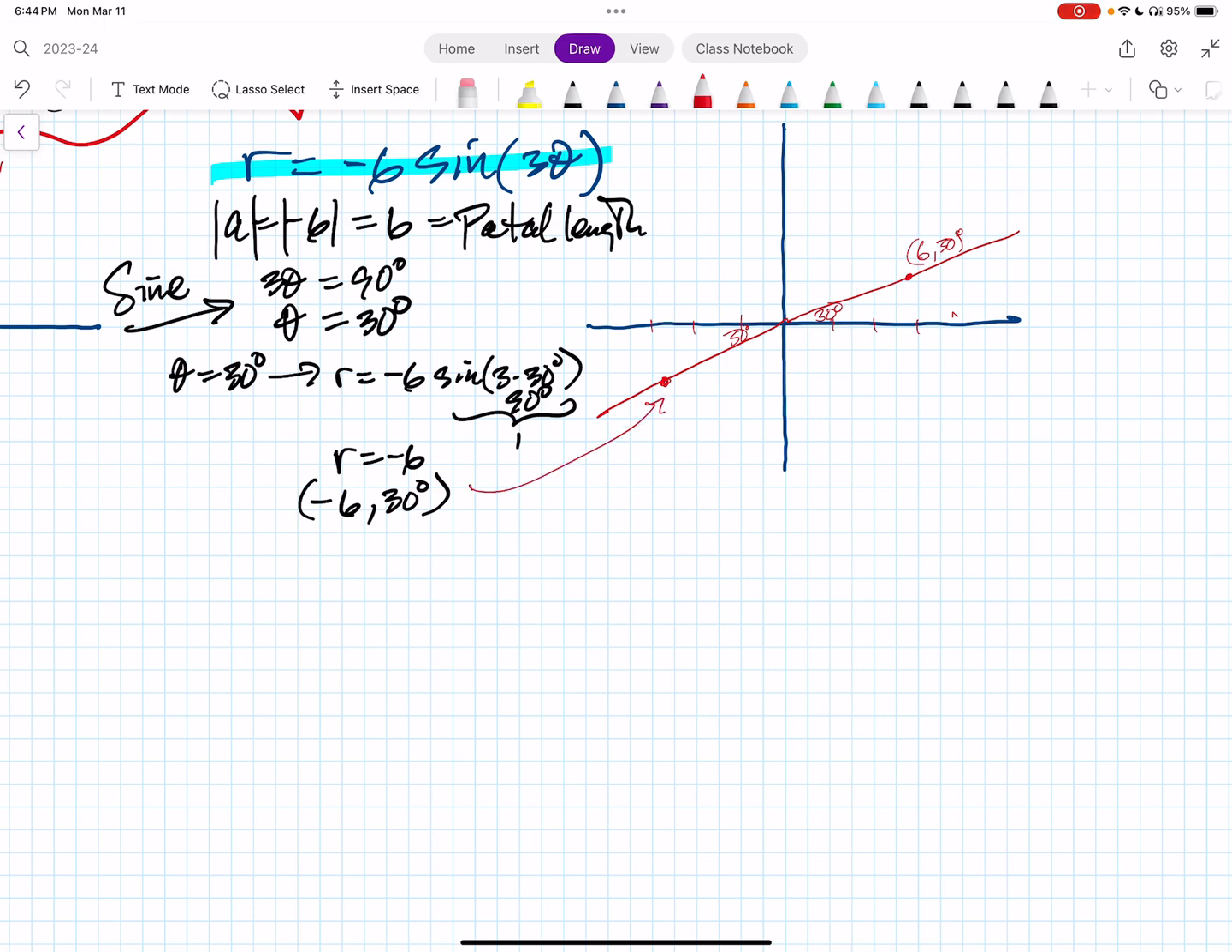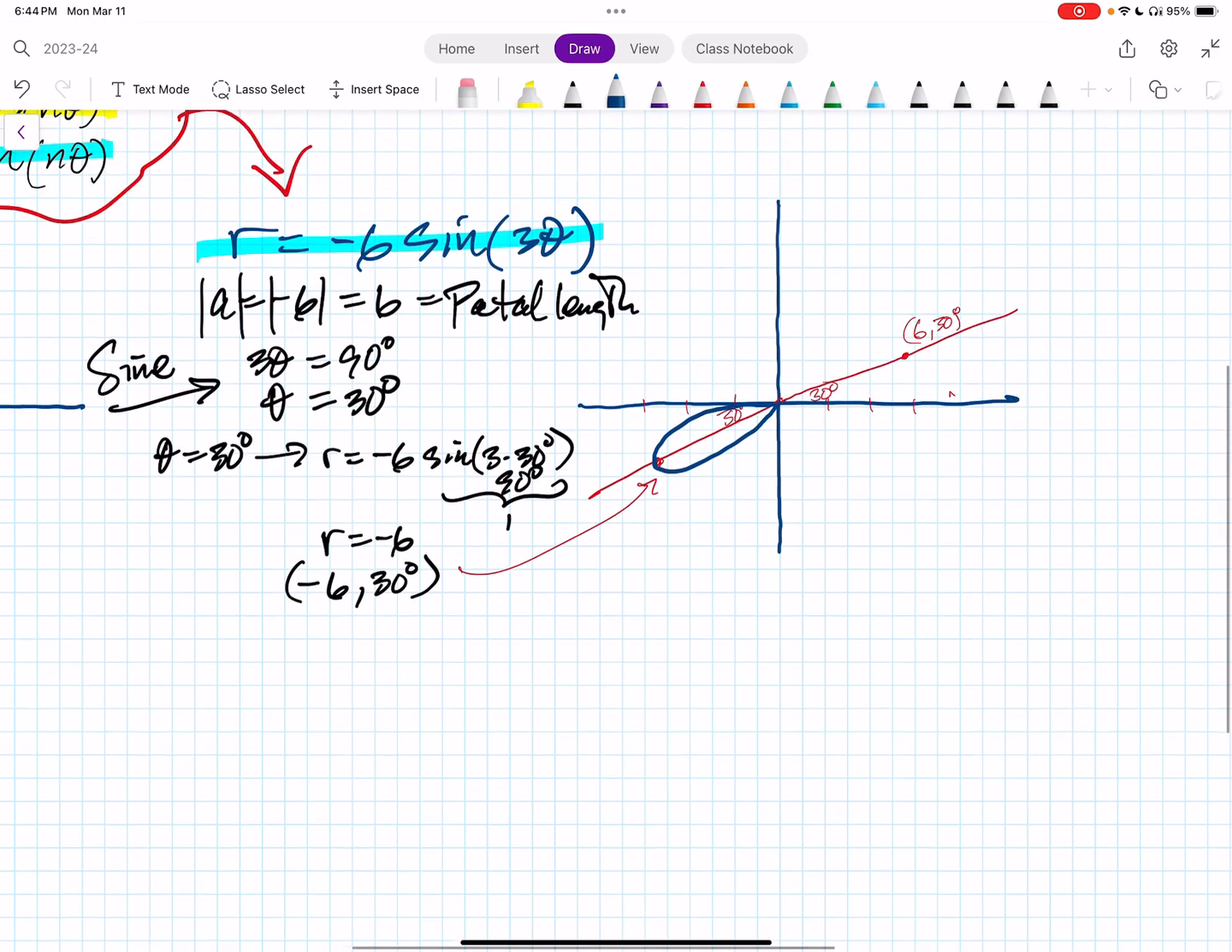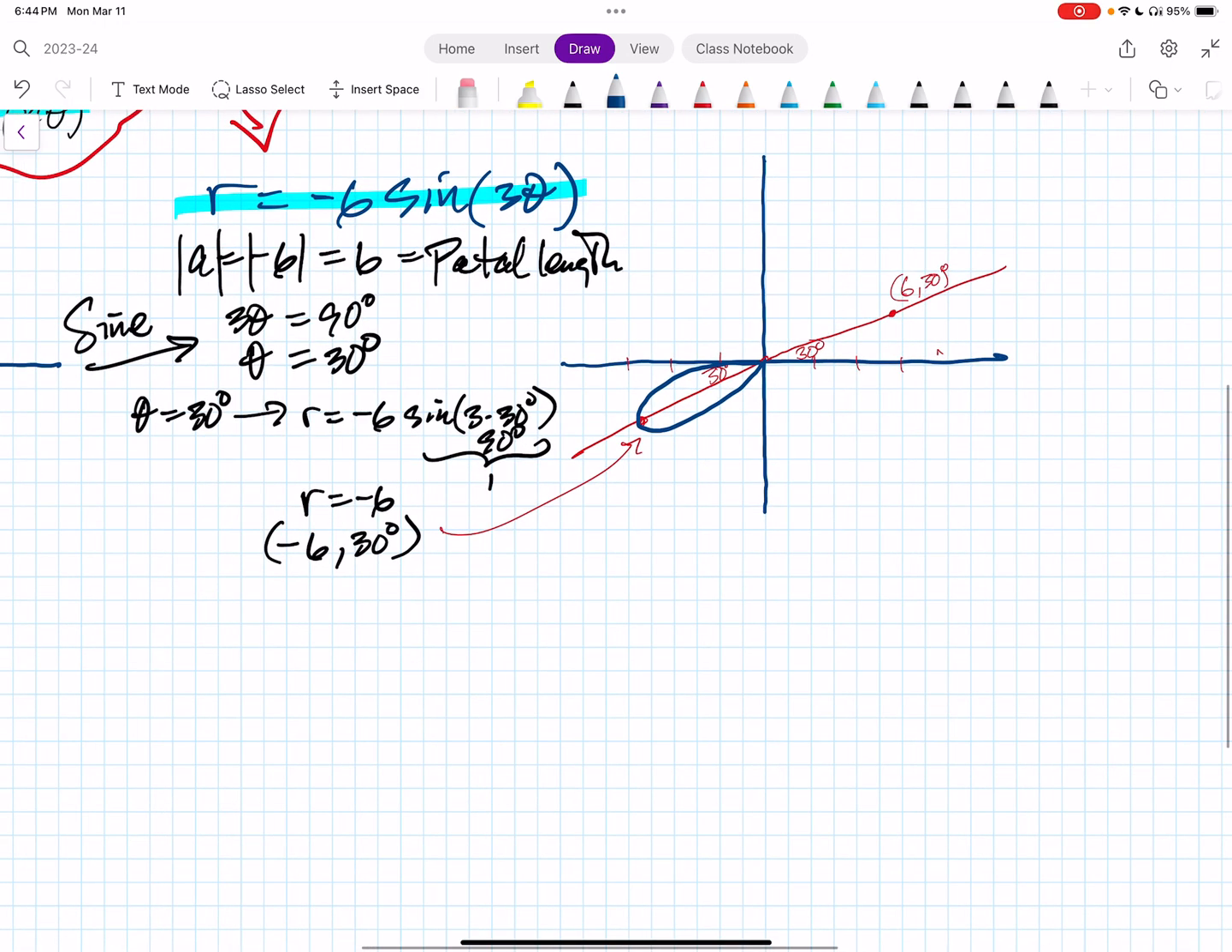So now we have the first petal. I'm going to just sketch it here. Okay, there's my first petal. It's length 6 and is at 30 degrees in quadrant 3, or actually 210 degrees in quadrant 3.